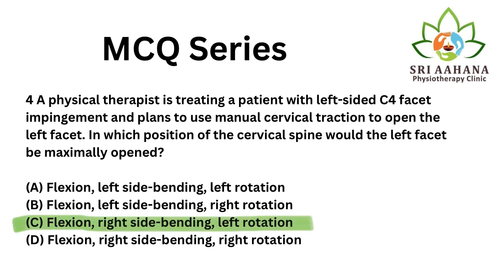The correct answer is C. Flexion, right side bending, left rotation. Contralateral bending and ipsilateral rotation is the best position to open up the facet joint of the cervical region.